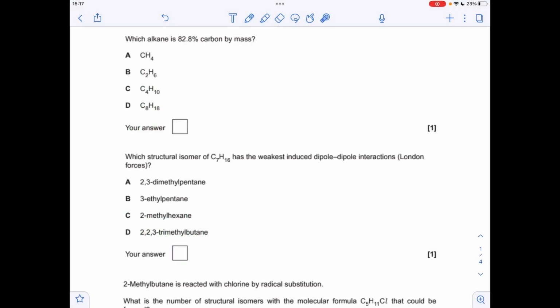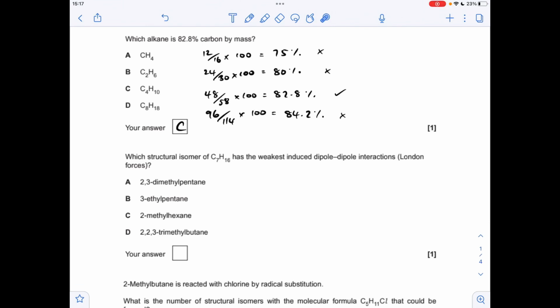Okay, so we'll make a start with the multiple choice questions. Which alkane is 82.8% carbon by mass? Basically we've got to work out the mass of carbon and divide by the MR multiplied by 100. So there's all those calculations and you can see that C is the answer.